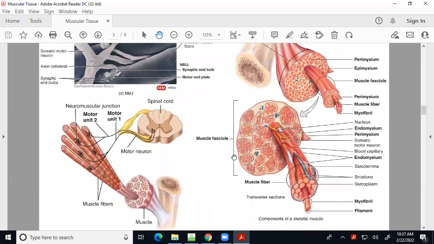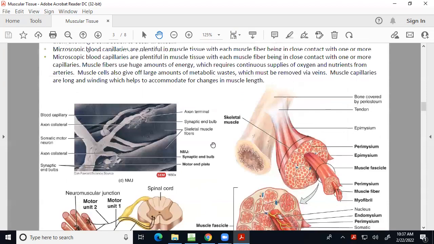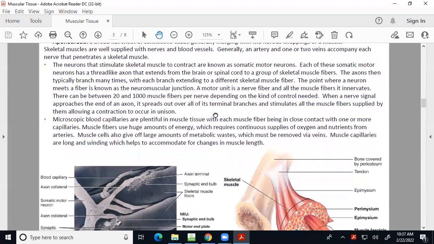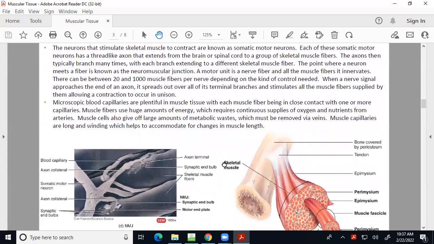Now, in our bottom image where we've zoomed in on things, we can see that there is a significant blood and nerve supply to our skeletal muscles. Skeletal muscles are very well supplied with blood and nerve innervation. Generally, an artery and one or two veins accompany each nerve penetrating a skeletal muscle. The neurons that stimulate skeletal muscle to contract are called somatic motor neurons.